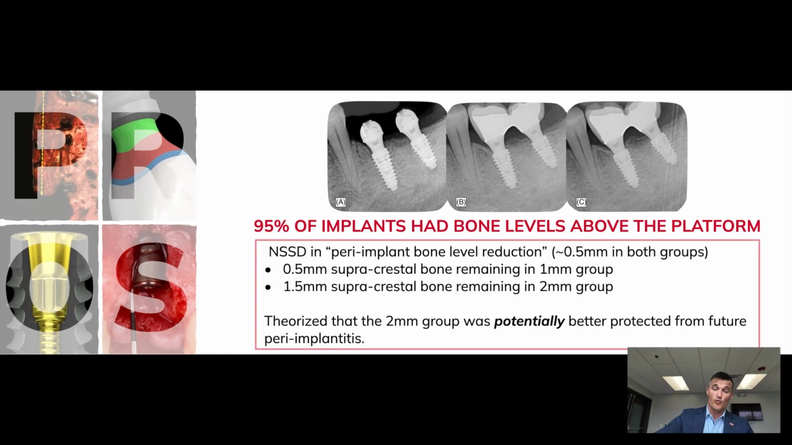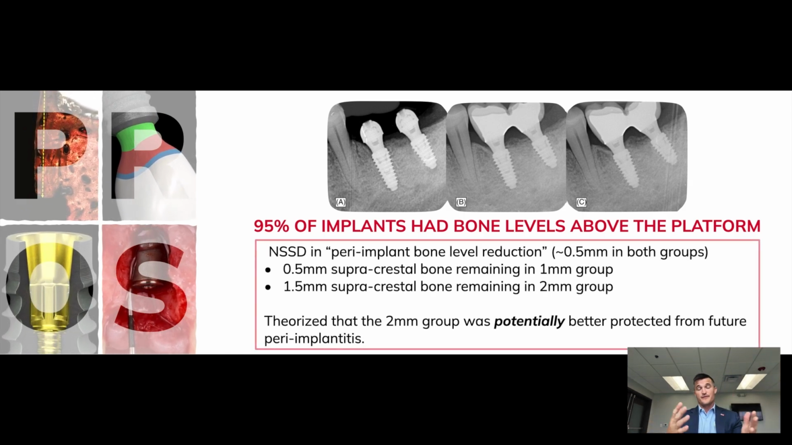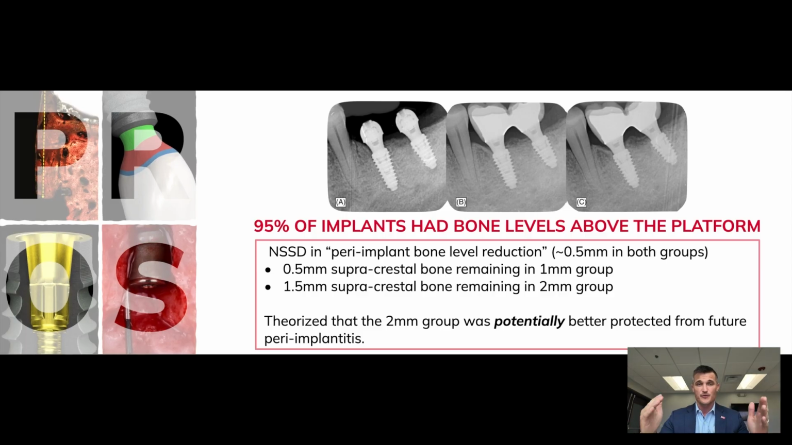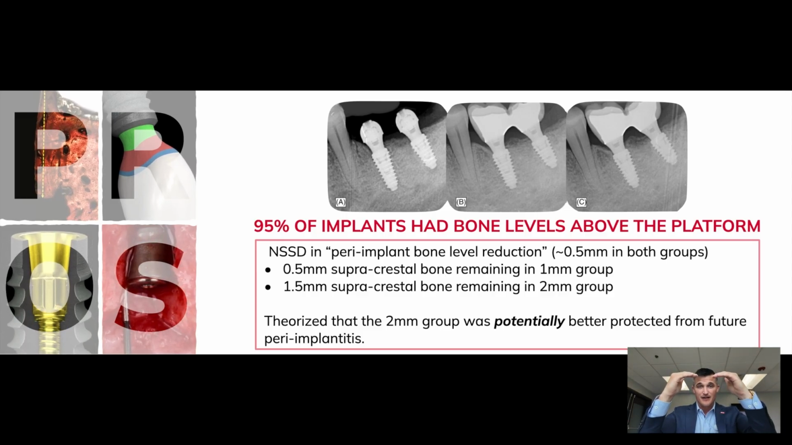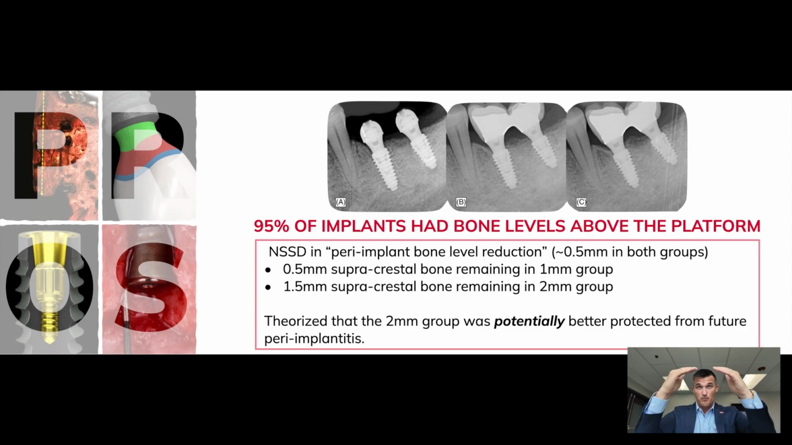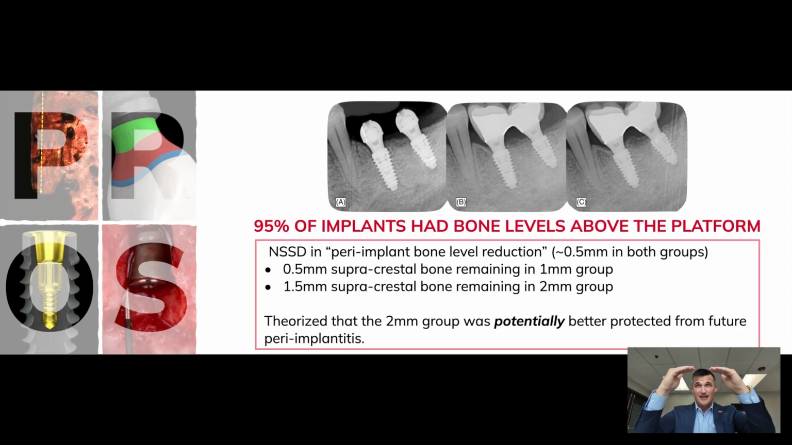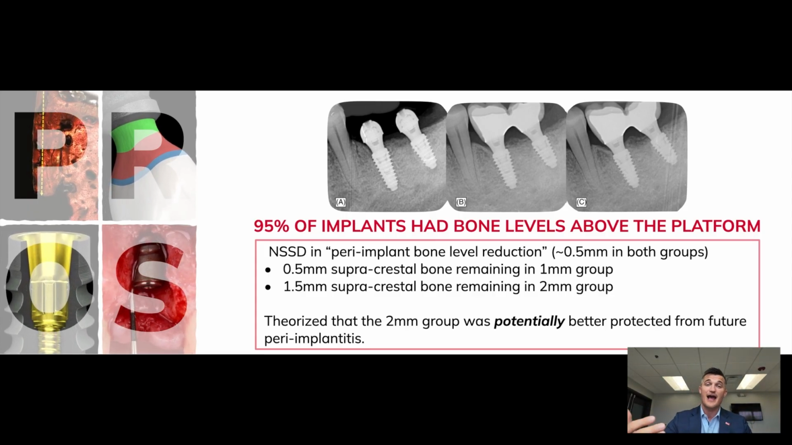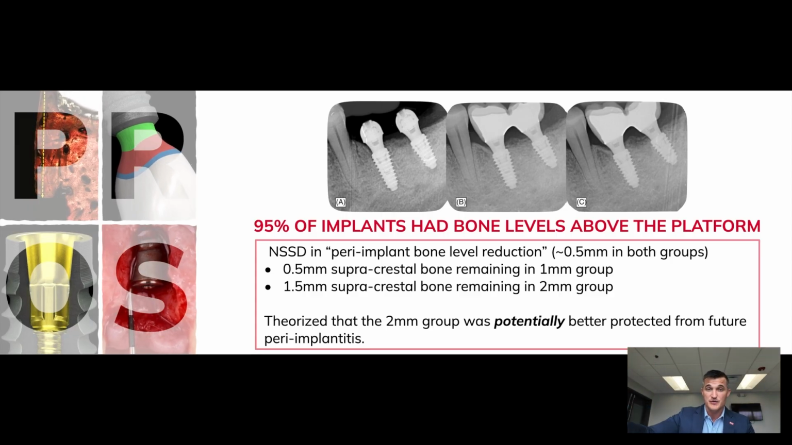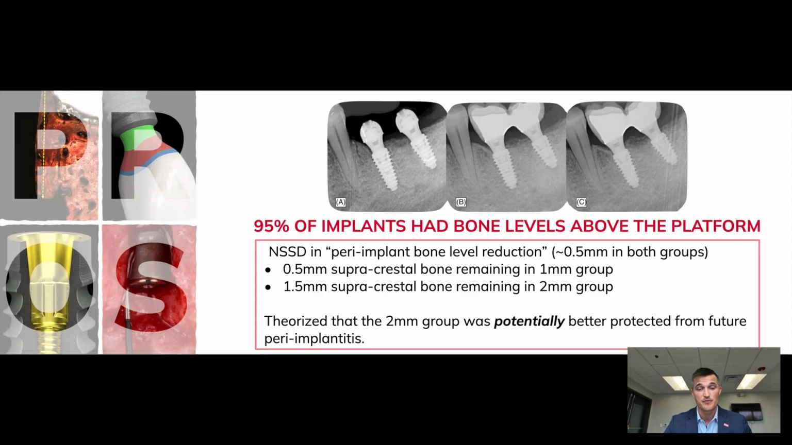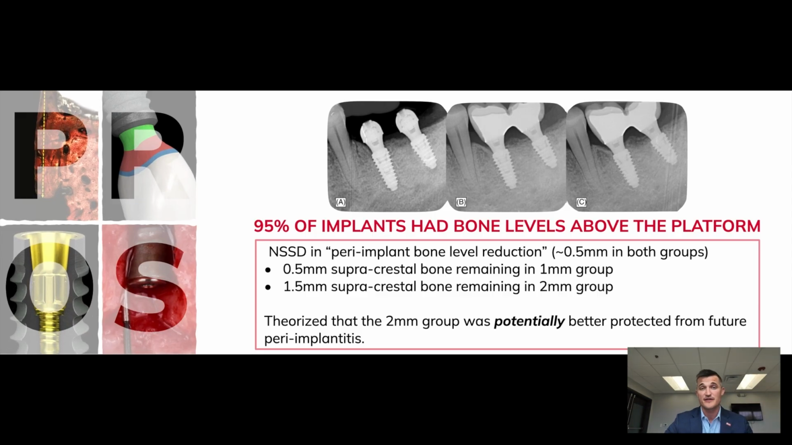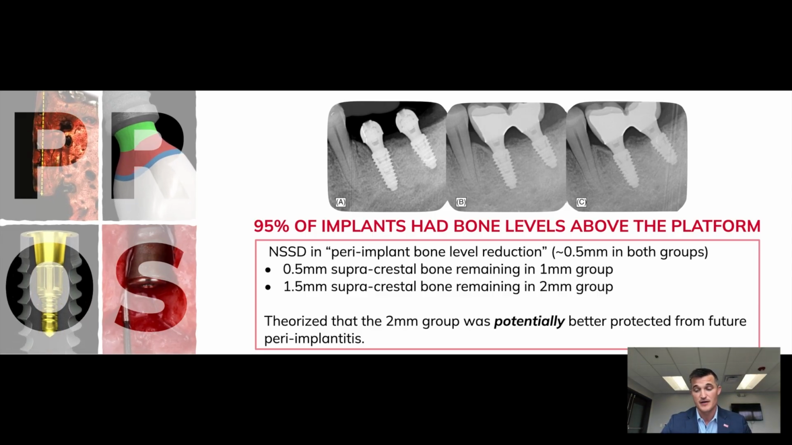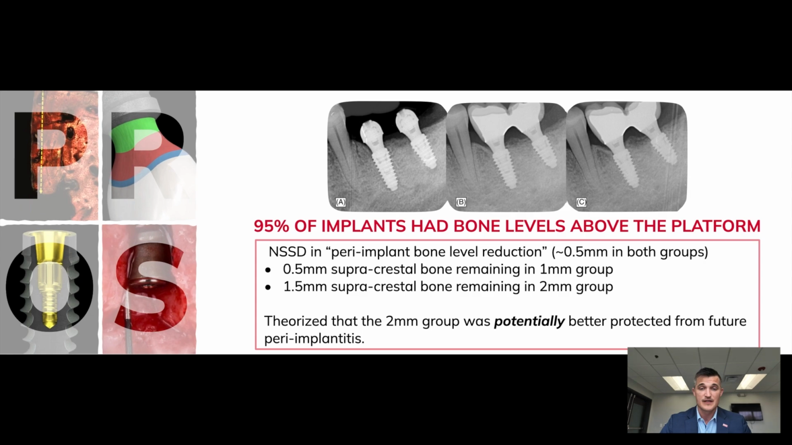What they saw was, in all groups, in all implants, there was 0.5 millimeter of crestal remodeling. That's not marginal bone loss. That's remodeling of the bone at the crest. There's 0.5 millimeter of remodeling, and it did not reach the implant platforms. So in the 1 millimeter subcrestal group, there was still 0.5 millimeter of supracrestal bone on those implants. And in the 2 millimeter subcrestal group, there was still 1.5 millimeters of supracrestal bone on those implants up on the abutment. So that's what happens when we follow PROS concepts.